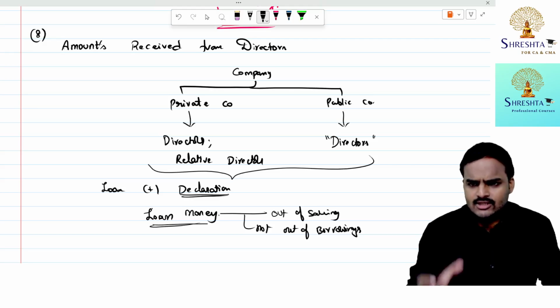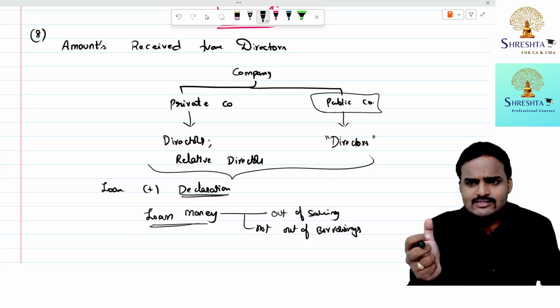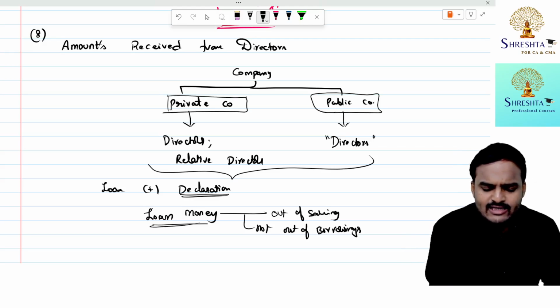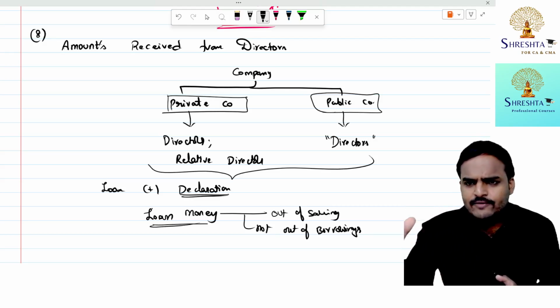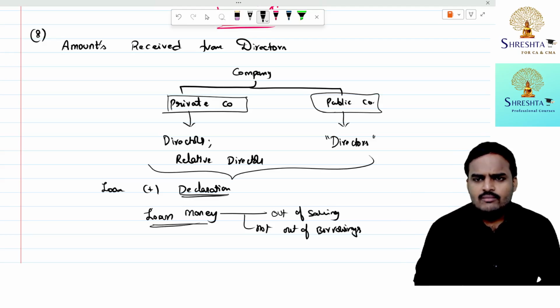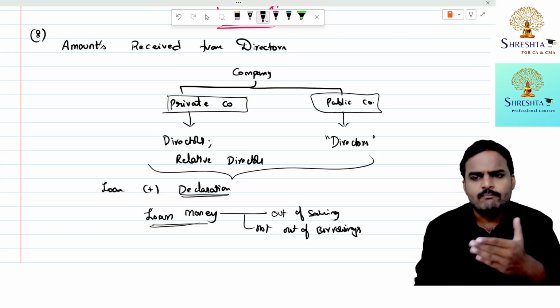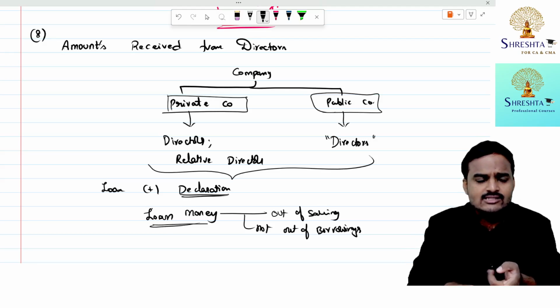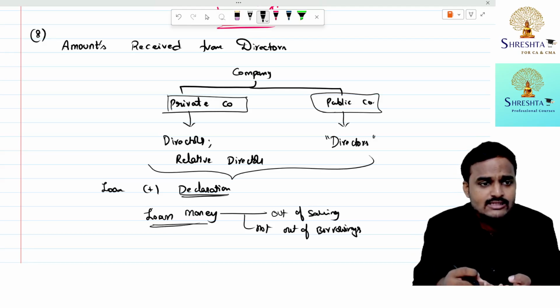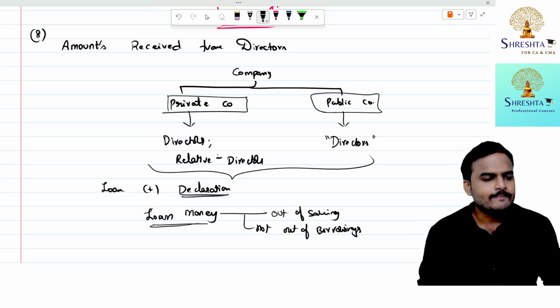Are you all getting my points? Now the doubt is, sir, why is the word relative not there for a public company? The reason is, a private company can raise finance only from its members. A private company cannot accept money from the public. Yes or no? A private company can raise funds only from its members. So there is a limited source. That's the reason, along with the directors, one more person is also added: a relative of the director of the company.